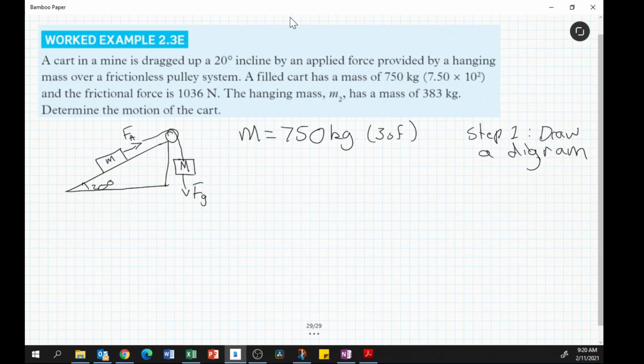It's a significant figure. And the frictional force is 1,036 newtons. That is the frictional force of this cart. Now, which way does that act? Pause and have a think about this. The cart is being dragged up the incline by an applied force. Which direction would the frictional force act? Would it go that way or that way? Show me your hands.